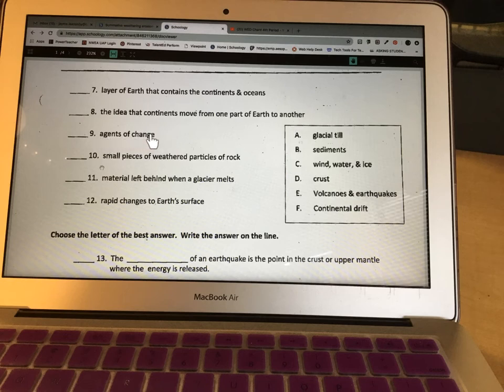Agents of change. Small pieces of weathered particle of rock. Materials left behind when a glacier melts. Rapid changes to the Earth's surface.